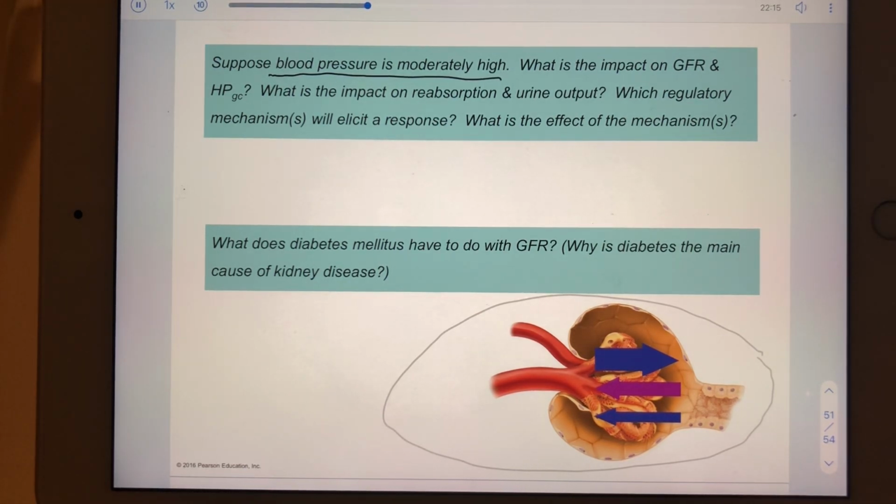I want you to think about which regulatory mechanism or mechanisms will therefore elicit a response and what that response is. All right? And then another thinking question, I want you to, in your discussion groups, address diabetes mellitus.